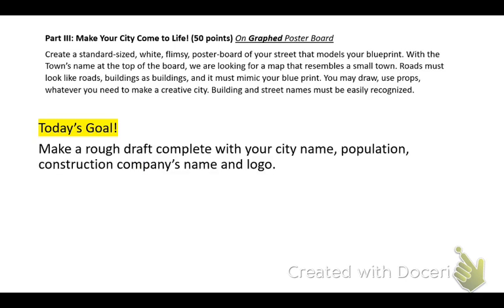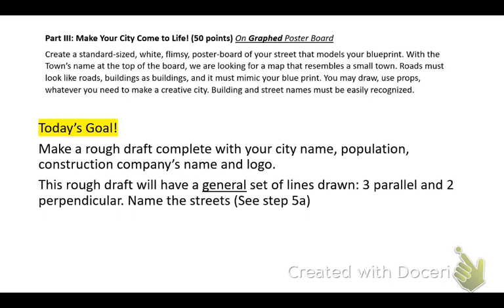So today's goal, make a rough draft on this computer paper, complete with your city name, your population, your construction company's name, and logo. Again, that's all on your paper, where to put that, okay? I did say it out loud, but if you don't remember it, it's on your paper in one of the first few steps. After that, this rough draft will have a general set of lines drawn. So what I mean by general, you're not using a ruler. You're literally drawing boom, boom, boom. I mean, make it look a little better than this. Sorry. Make it look a little better. But you get it. Okay, you're drawing 3 streets and 2 transversals.